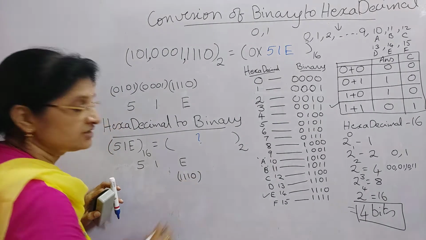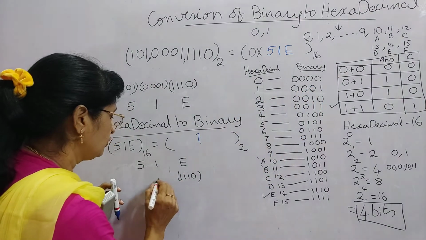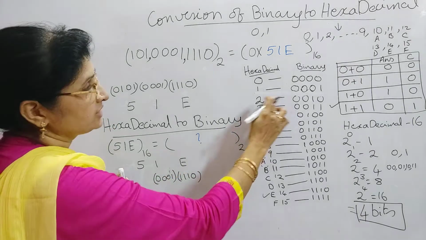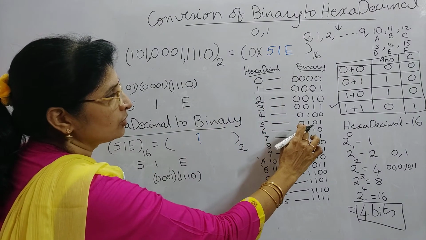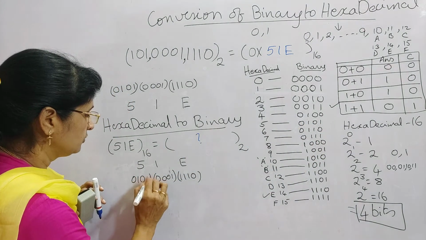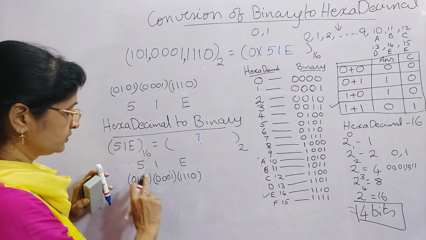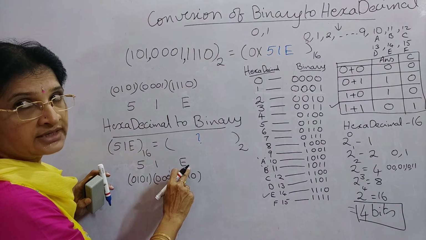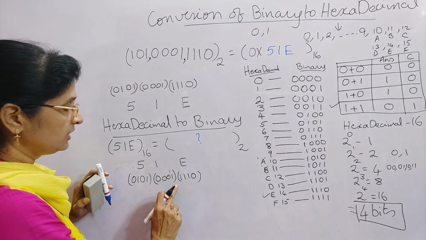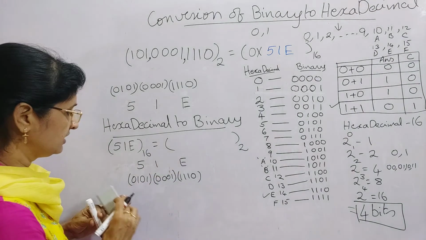1110. This is the code. And for 1 it is what? 0001. So you have to write that code. And for the next one, 5. For 5 what is the code? 0101. So now you got the different groups for all the 3 digits of your hexadecimal number. So now this is complete. So if you remove the brackets, it itself is the binary number. So now I am writing that number here.